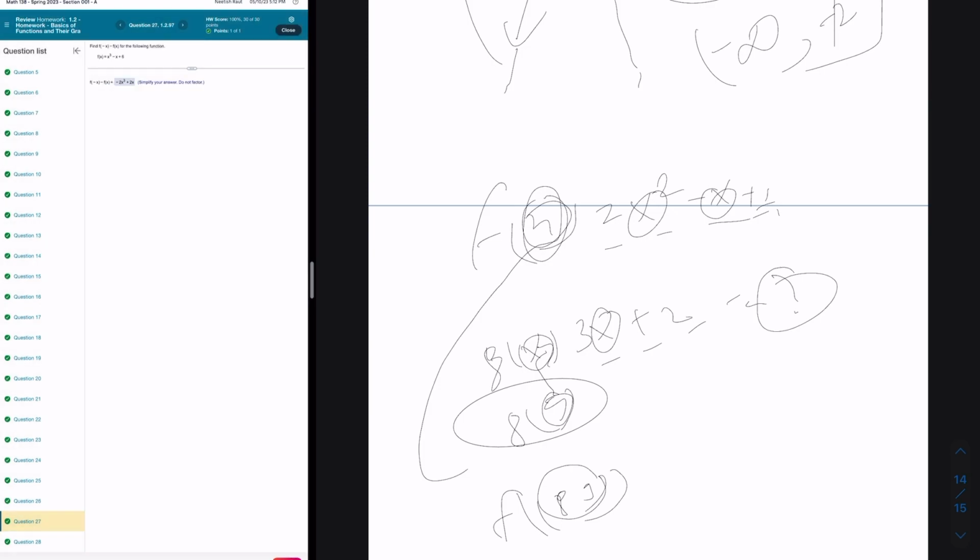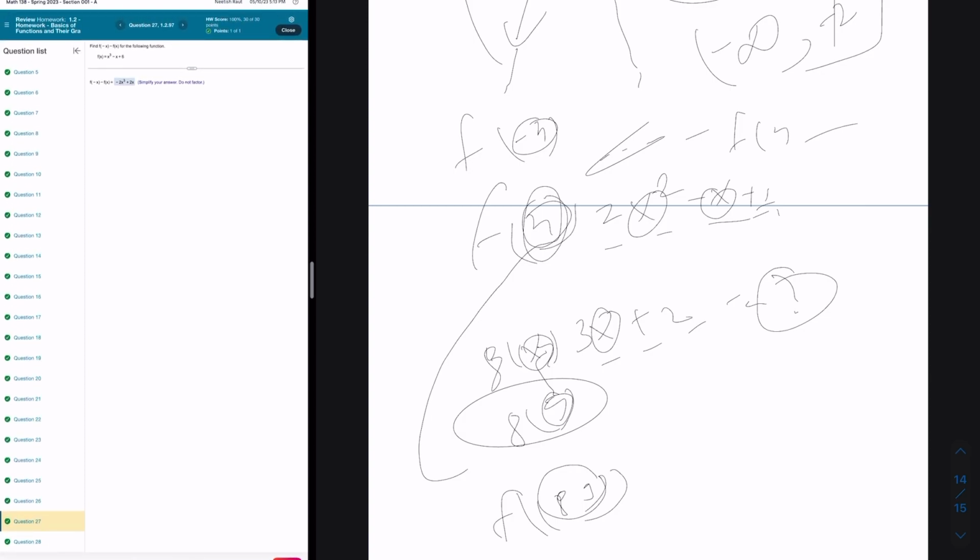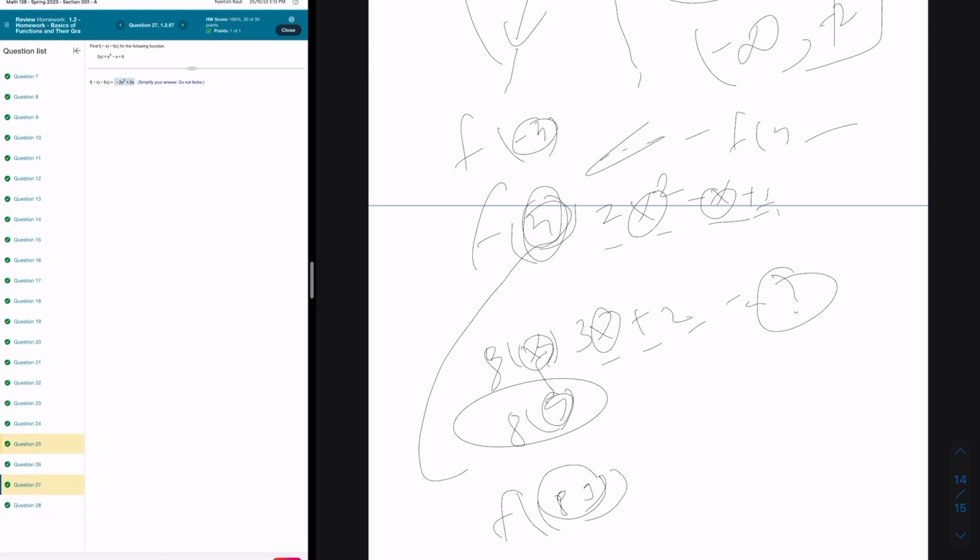27 is the same thing. First, instead of f(x) you will give f(-x) and you will get some number, and then you will subtract from that f(x). Okay, I'm not gonna do that. Oh sorry, we will not get any number. Here is the equation, so you will get an equation.